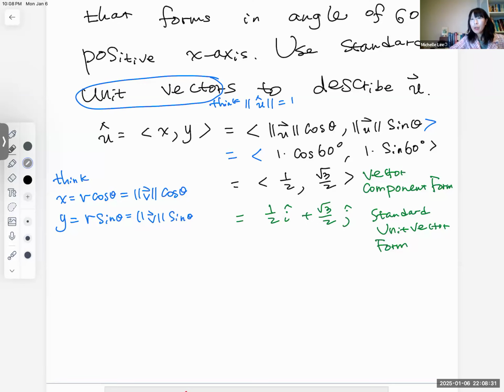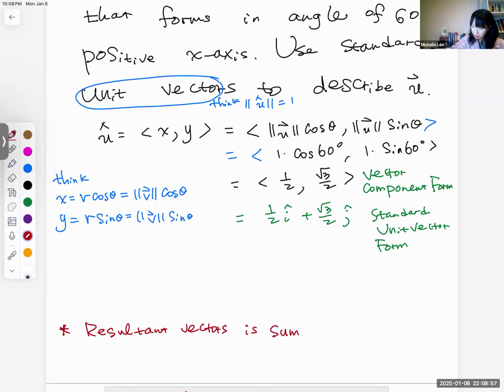Okay, so we have to understand this vocabulary before we do that application problem. So let me write down this one. Resultant vectors. Resultant vectors is the sum of vectors.